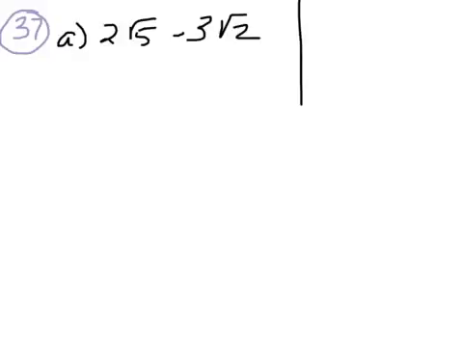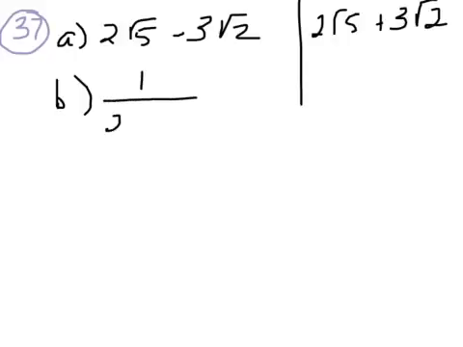I'm just going to make some comments on 37. If you have 2 square root of 5 minus 3 square roots of 2, and they want to know the conjugate, all they're asking you to do is just write that same thing with the plus in the middle. That's the conjugate. For the B part, they want the reciprocal of the conjugate. So what you'd have to do is say that's 1 over 2 square roots of 5 plus 3 square root of 2, because remember, this is its conjugate over here.